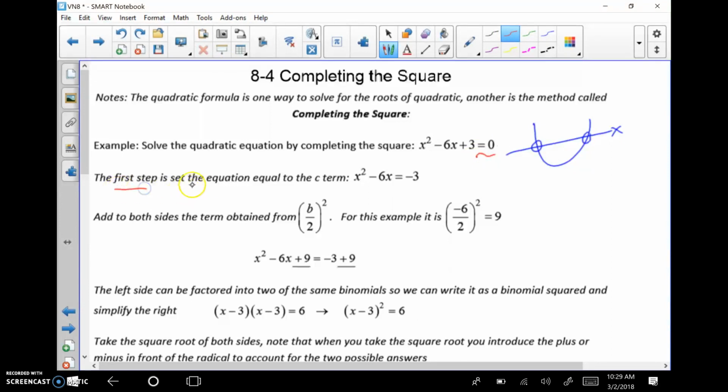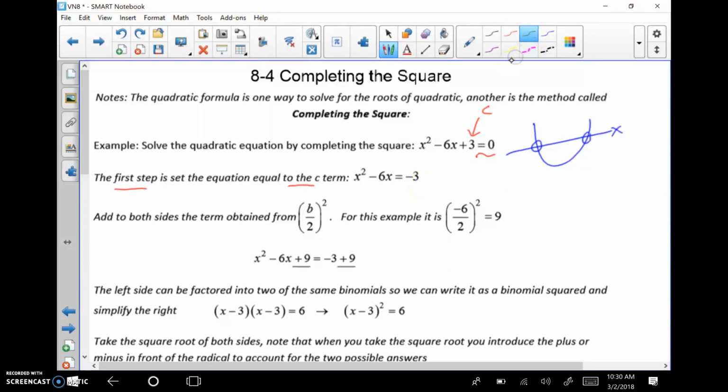The first step is actually setting it equal to the c term. So the c term, which is your constant, in this case positive 3, that gets moved to the other side. That would say a positive 3 on the left, so we add minus 3 on both sides, so it becomes a minus 3 on the right. So you actually put the constant over there. You don't want the a term or the b term, just the c term over there.